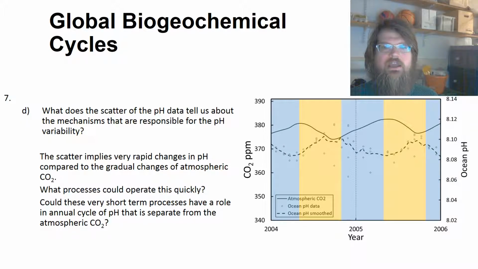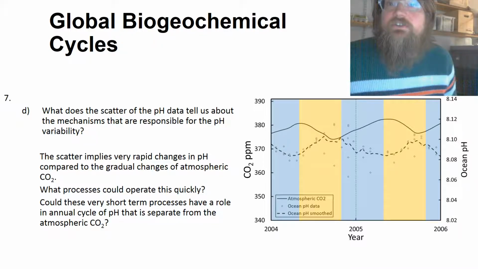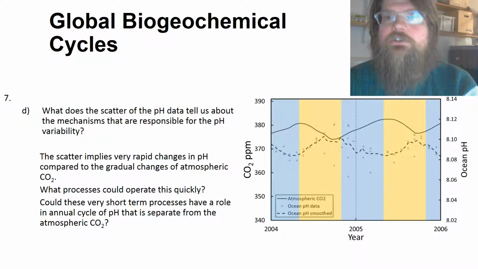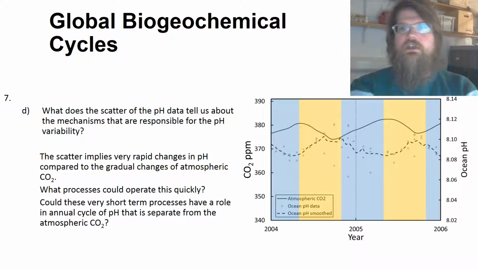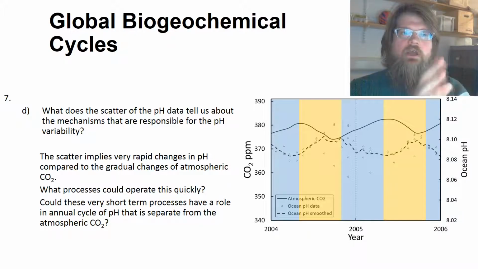Okay. So the last part of this question was really taking us a little bit beyond just knowledge from the lectures and asking you to think about the data. In this case, it's not really a specific question about CO2 and pH. It's a question about what variability in data actually means. So if we look now at the question, what does the scatter of the pH data tell us about the mechanisms that are responsible for the pH variability?